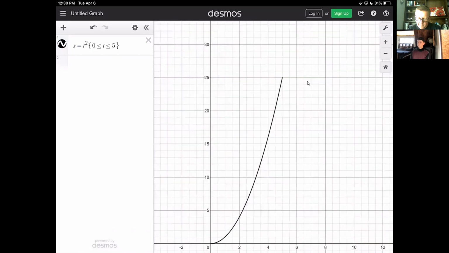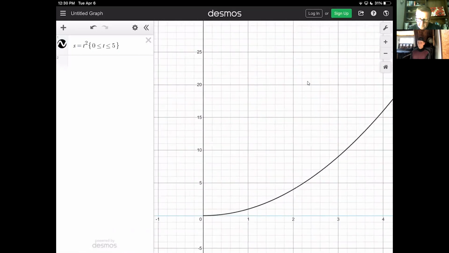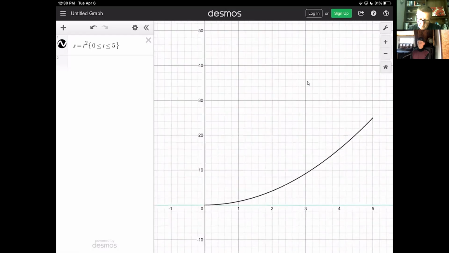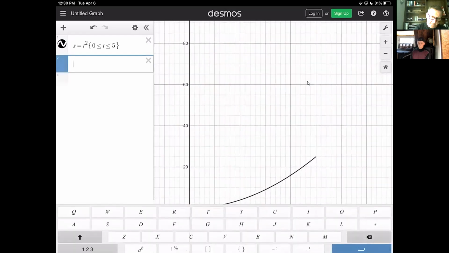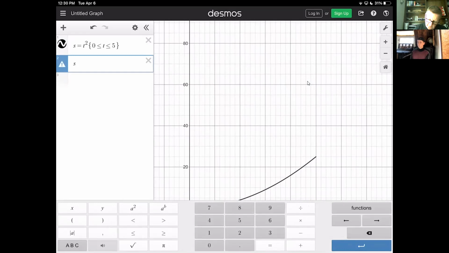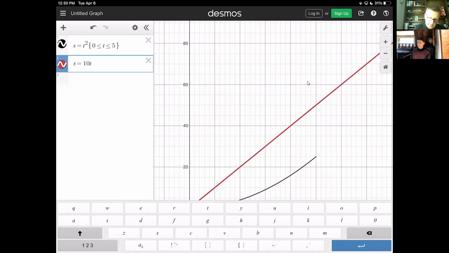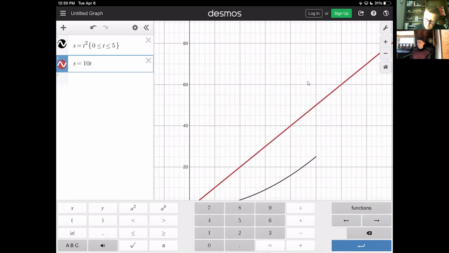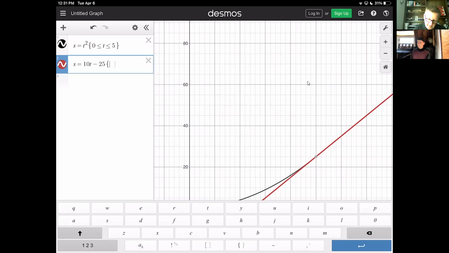So from 0 to 5, that's what this thing looks like. I'll kind of expand it out a little bit so it ends up looking better. And then it jumps to 10t minus 25. So S, capital S, equals 10t minus 25. And what's important about this is you'll notice it picks up right where the other one left off. That's why we had to get that initial position right. And then that thing exists between 5 and 20.